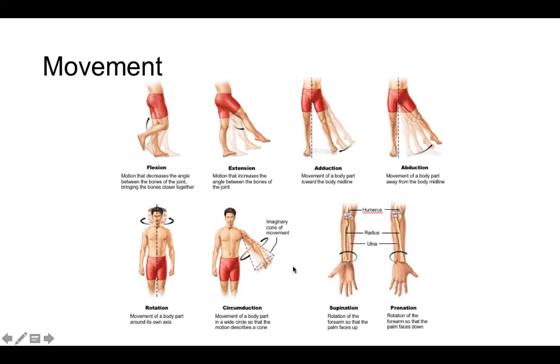Rotation, it almost looks like this guy's head is spinning all the way around, but it's not because we can't do that. It's not possible. Rotation is moving around an axis. Circumduction is moving in a cone, which both your legs and your arms can do.